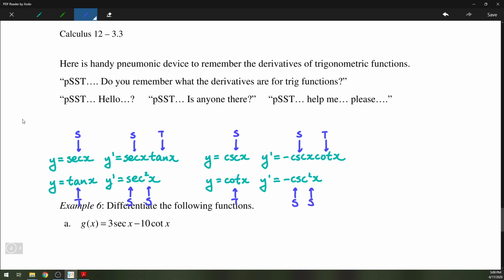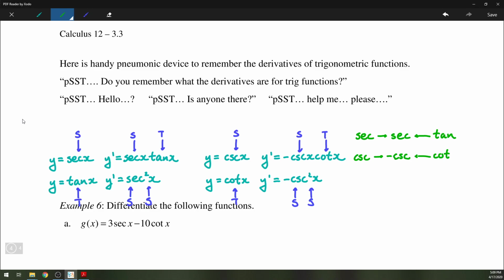So a nice way to remember the derivatives. You can also think about it this way. Secant gives you secant and tangent, and then tangent gives you secant and secant. And likewise, the derivative of cosecant gives us negative cosecant and cotangent. And then the derivative of cotangent is negative cosecant squared. Okay, let's write this again, just make it look a little bit nicer. There we go.